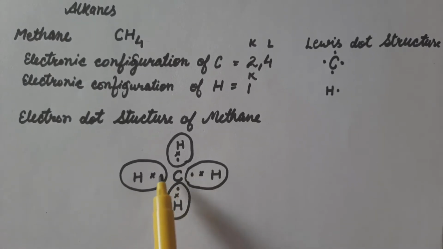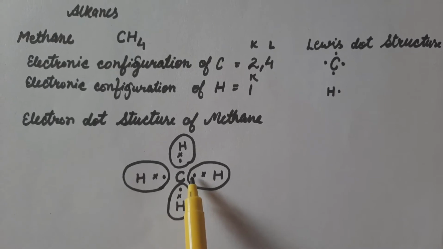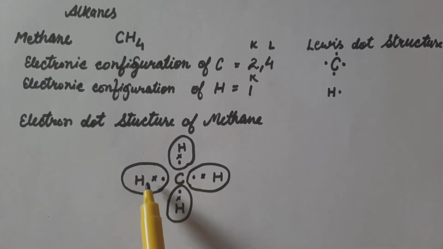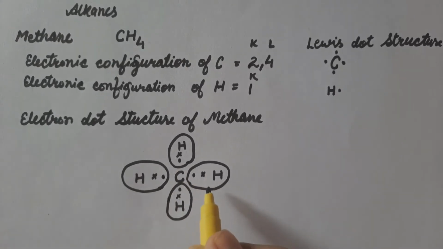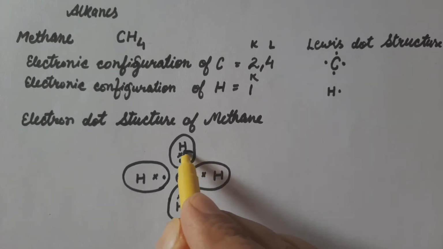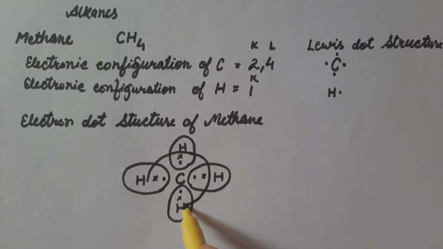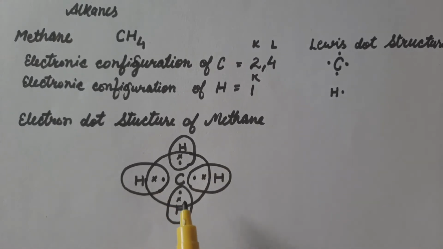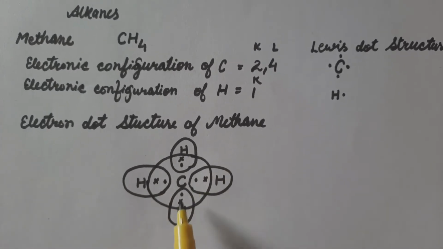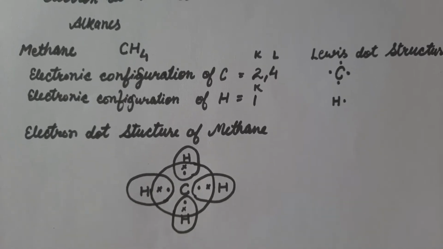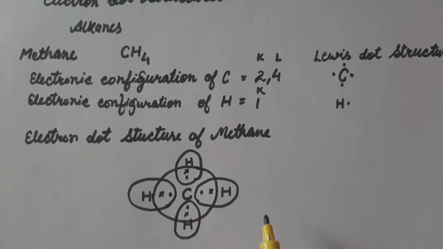Carbon, having its 4 electrons, will share 1 electron with each hydrogen, completing its octet. Likewise, the octet of carbon is complete. This is the electron dot structure of methane.